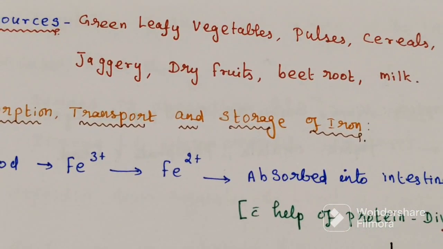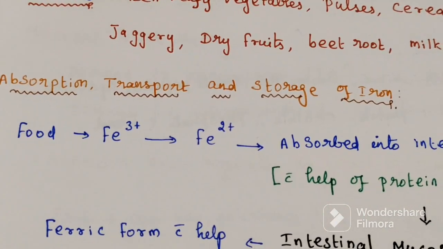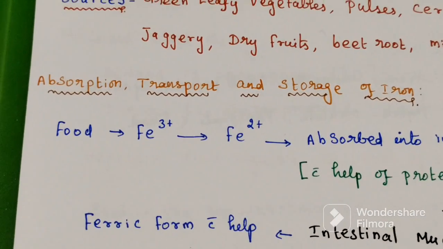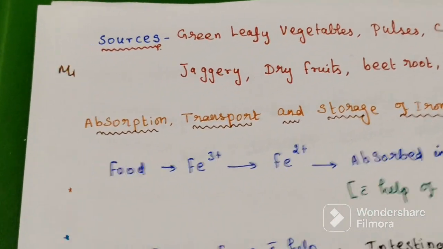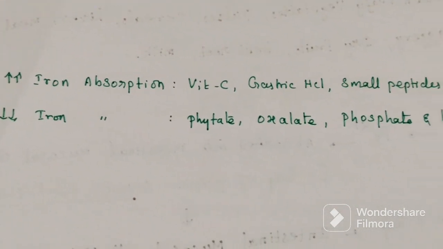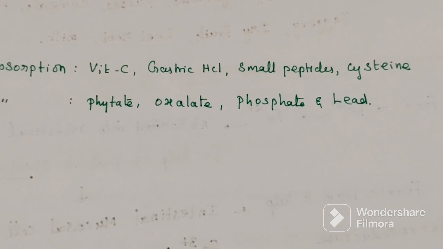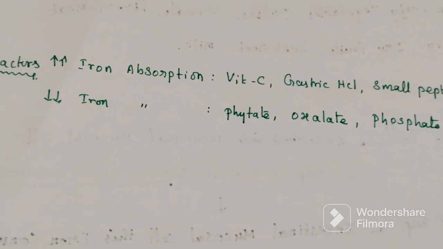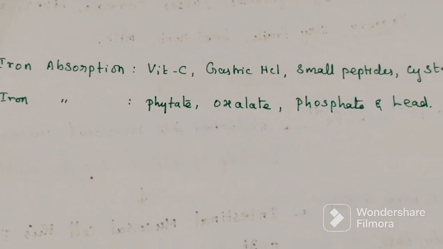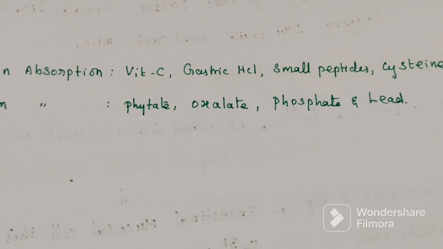Now coming to absorption, transport and storage of iron. What are the factors increasing iron absorption? Vitamin C, gastric HCl, small peptides and cysteine. What are the factors decreasing iron absorption? Phytate, oxalate, phosphate and lead.